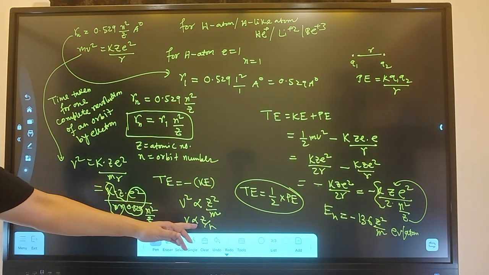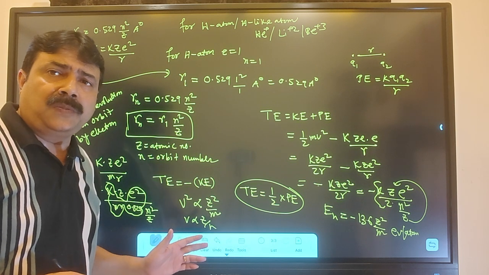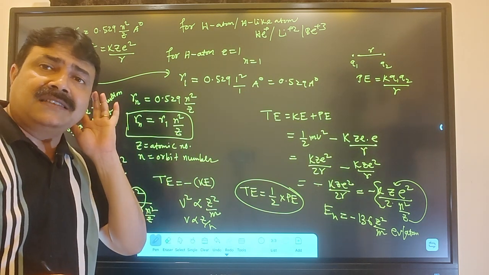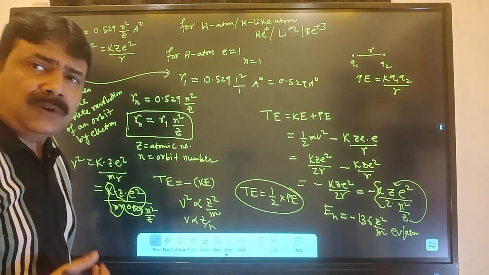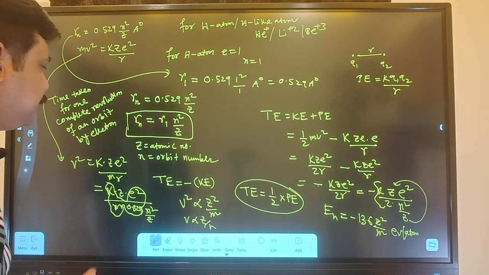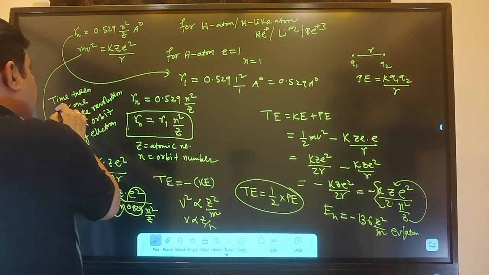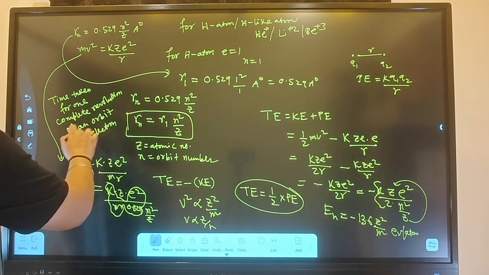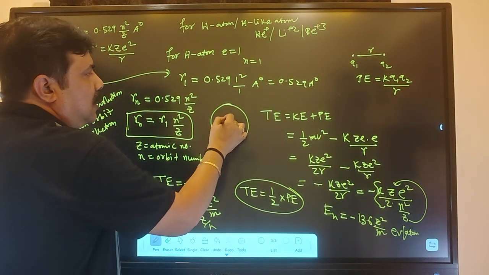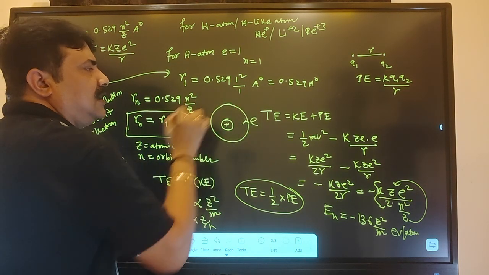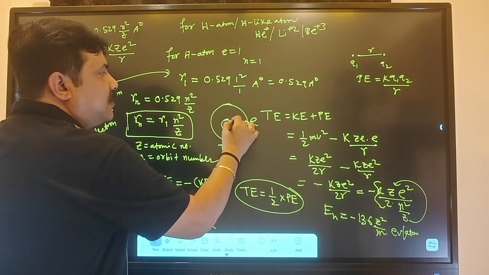Now we got v proportional to Z by n. Z is a constant. That means the velocity of the electron in a particular orbit is inversely proportional to the orbit number. n is the orbit number, or principal quantum number, whatever you call it; later we will introduce that one. Now v is proportional to Z by n. Here I am telling the time taken for one complete revolution of an orbit by an electron. That means the electron is moving in a particular orbit. If this is your nucleus, the electron is moving. Then that time period T will be equals to, and the radius of the orbit is r.